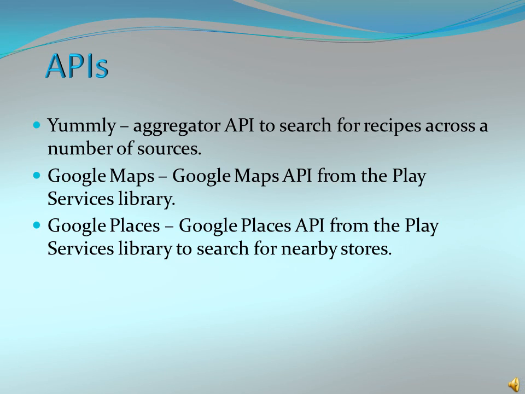Our first API is Yumly. Yumly is an aggregator that will go out to multiple recipe sites across the internet and consolidate all of their information into one API that we can have our users search against. So anything a user can want, they have one place to go to. In addition, we'll have Google Maps and Google Places integration. We'll be displaying a Google Map just like any other application, and we can query Google Places for nearby stores and add them as pins onto the Google Map.